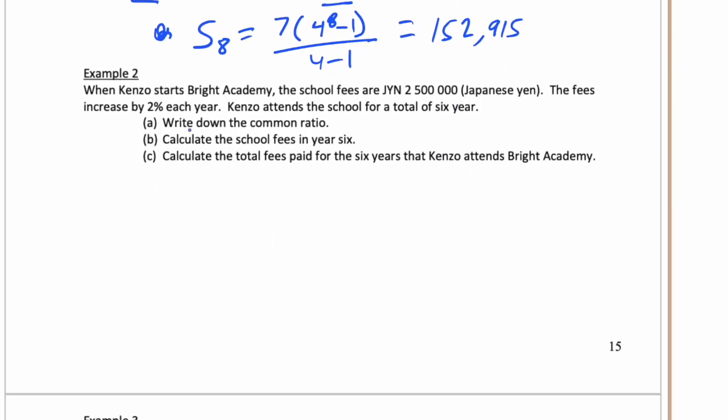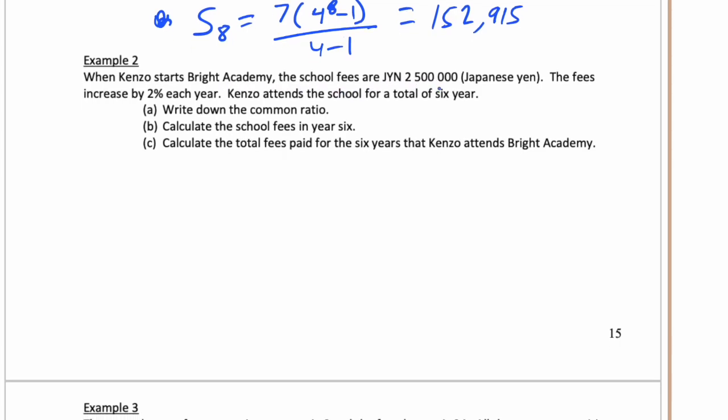Let's look at the next one. When Kenzo starts Bright Academy, the school fees are 2.5 million yen. The fees increase by 2% per year. Write down the common ratio. So they're increasing by 2% each time. That means you're multiplying by 1.02 each year. Calculate the school fees in year 6.